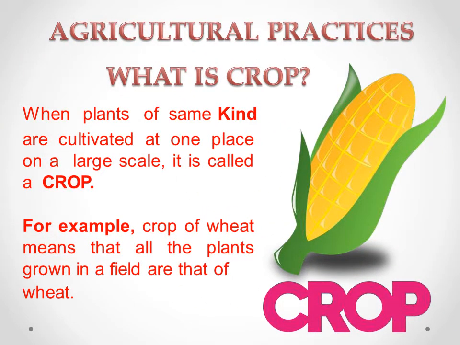What are the different agricultural practices in order to grow a particular crop? Before that, we need to know what a crop is. When plants of the same kind are cultivated at one place on a large scale, it is called a crop.